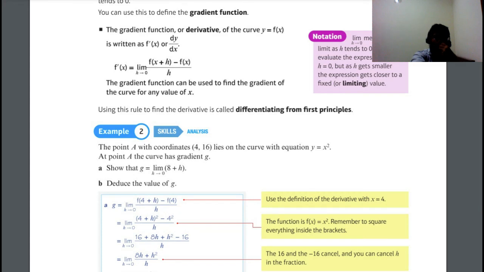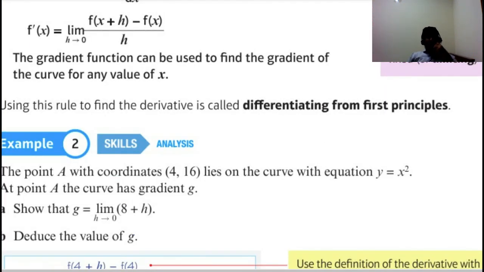Here is the formula. f dash x is limit h approaches 0, f of x plus h minus f of x, whole by h.